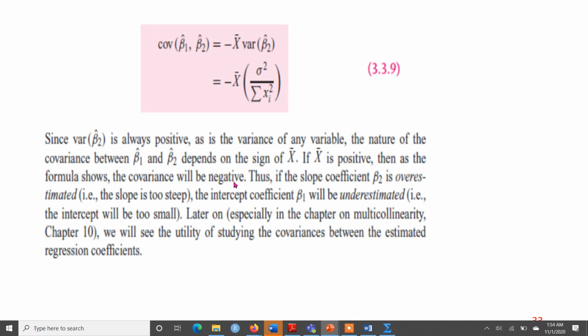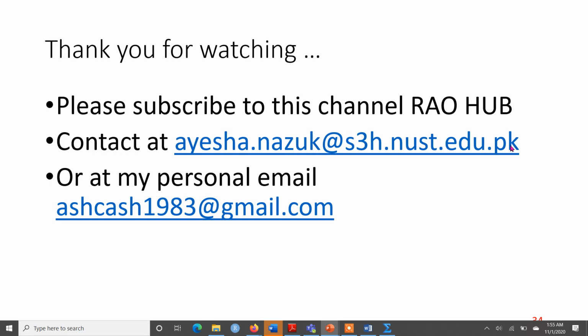What does that mean? If the covariance is negative, that means that if one increases, the other will decrease. That is, if beta 1 hat increases, then beta 2 hat decreases. So it is equivalent to saying that if the slope coefficient beta 2 hat is overestimated, the intercept coefficient will be underestimated, because they are moving in opposite directions because of the negative sign. Once we cover the concept of multicollinearity in detail, we will see that this covariance formula is quite handy in some of the concepts related to multicollinearity.